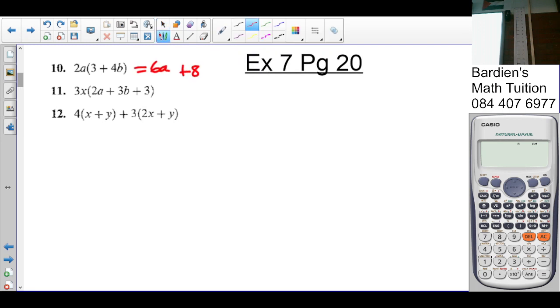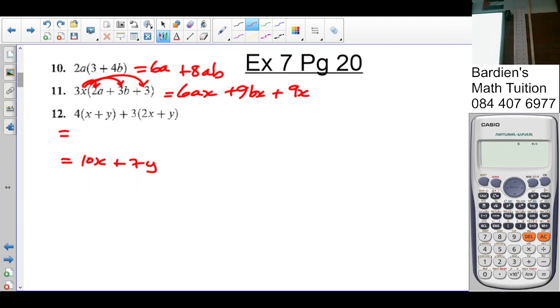6a plus 8ab. You all okay with that? Are they like terms or unlike terms? Unlike. Next. Okay. 6ax plus 9bx plus 6ax plus 9bx plus 9x. Right, and the last one? Final answer? Yes? 10x plus? You all agree with that? Yes, sir. How do you get that?